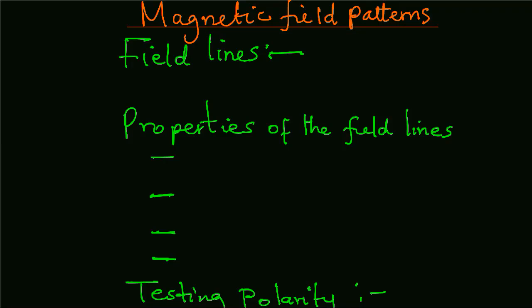Magnetic field patterns. Field patterns exhibited by different magnets are determined by the field lines around the magnet. Magnetic field lines refer to lines of force that originate from the North Pole and end at the South Pole.